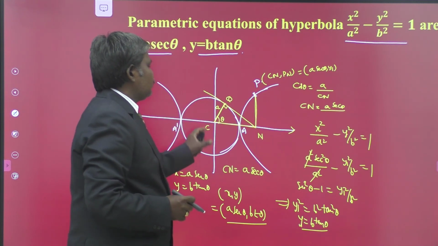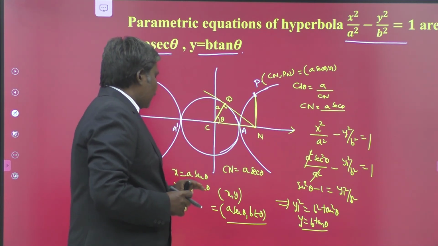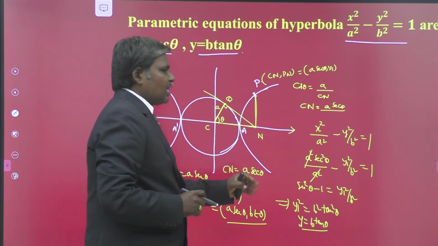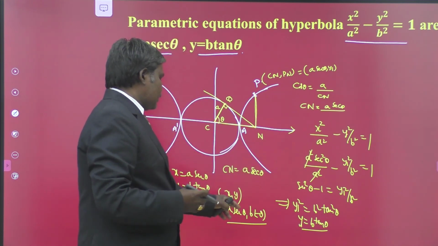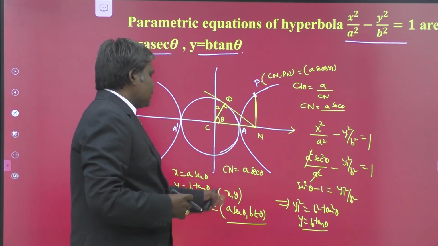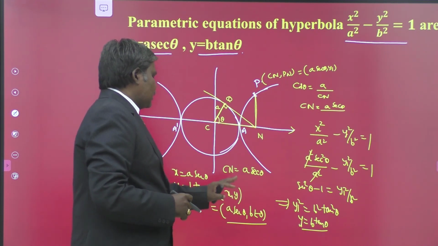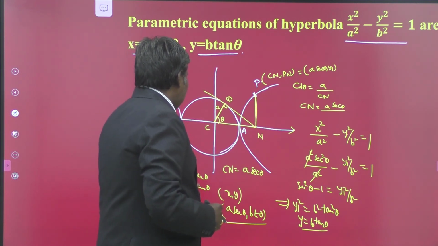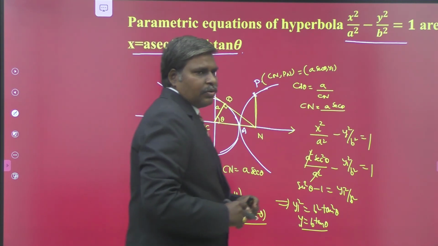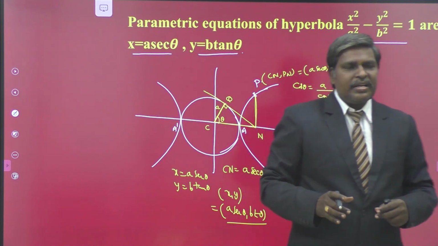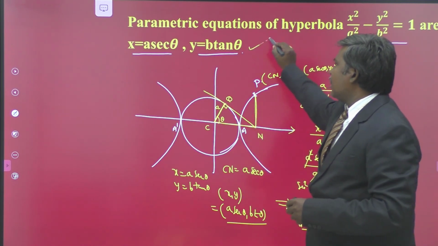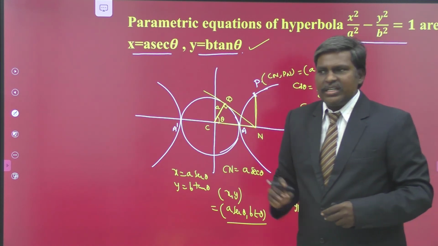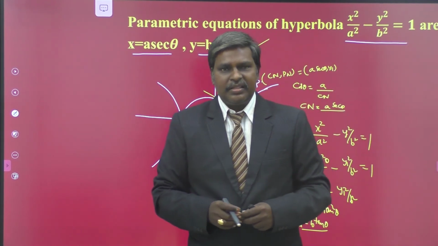So it is a very simple derivation for you. So any point on the hyperbola is what? (a secant theta, b tan theta). Theta lies from 0 to 2 pi, but at theta equal to pi by 2 it does not exist, so leave that one. Now x equals a secant theta, y equals b tan theta are the parametric equations of your hyperbola. In this manner we can write the parametric equations. Okay students, in the next class we will discuss the remaining. Thank you.